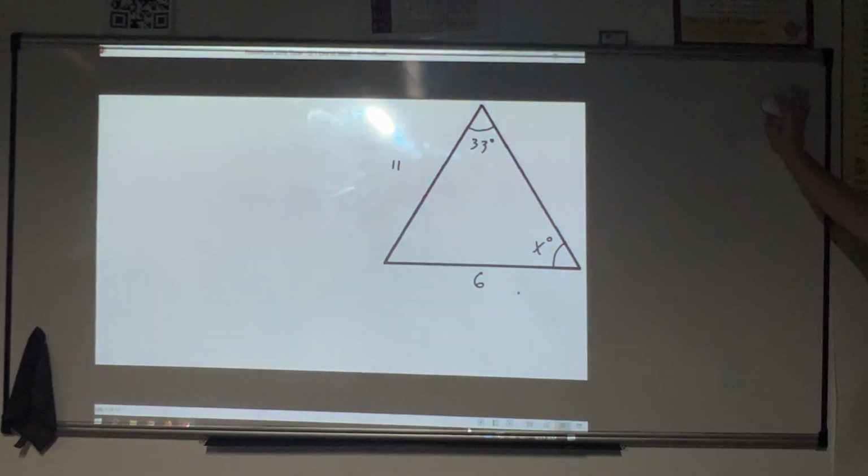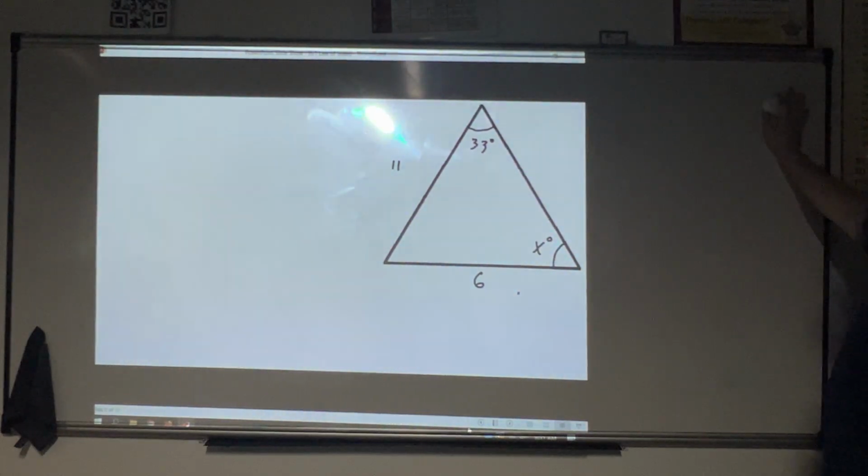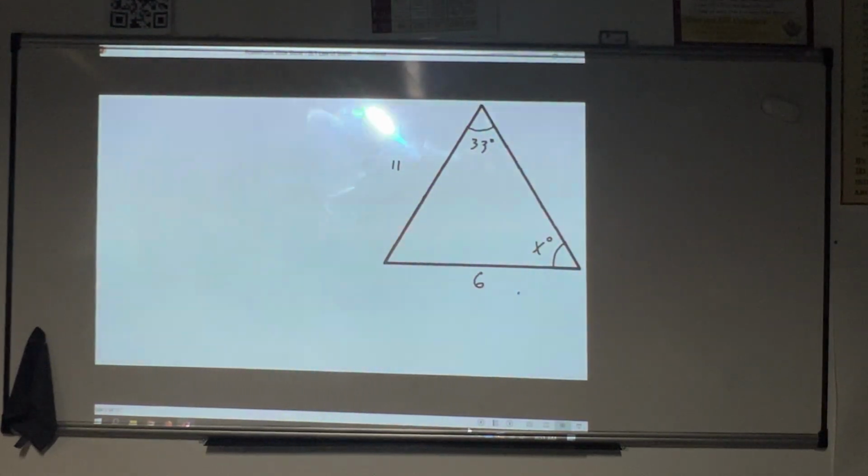The opposite side for the angle x is 11. Can you use that? Yes, definitely. And would it be sine of 11? Sine of the angle only. So it's sine of x over 11. Sine's always in the numerator, and then since x is an angle that we don't know, it'll be sine of x.